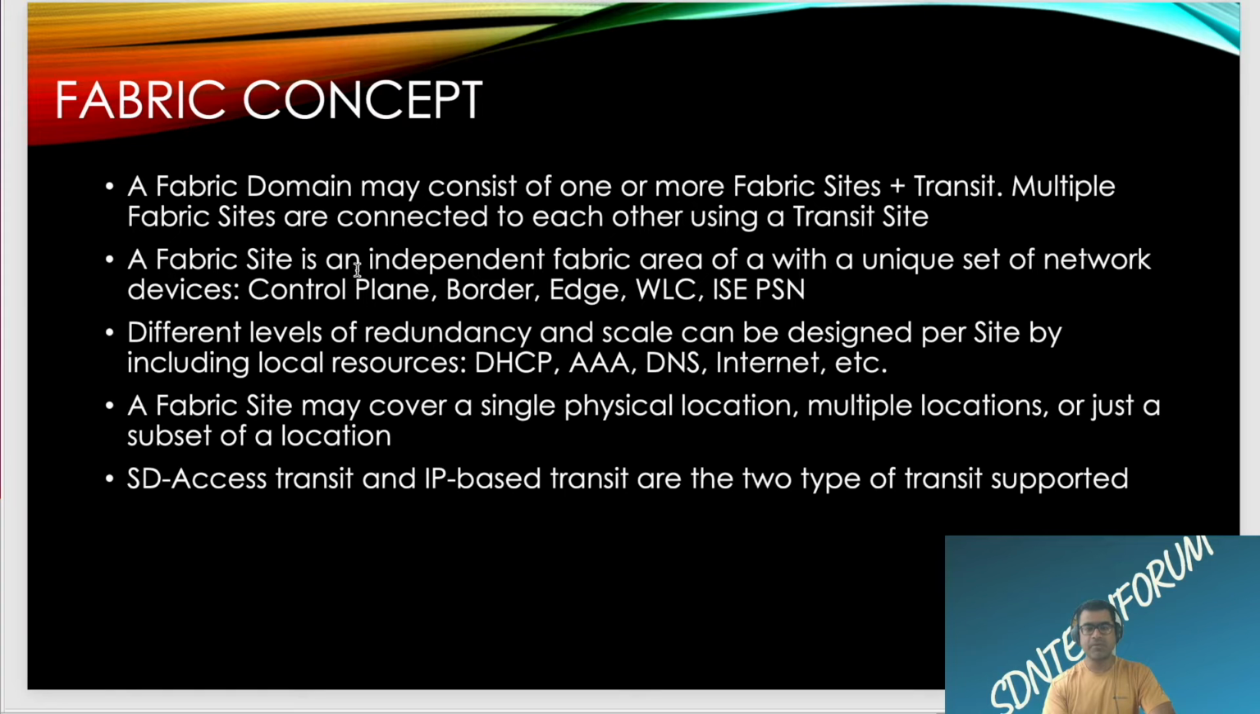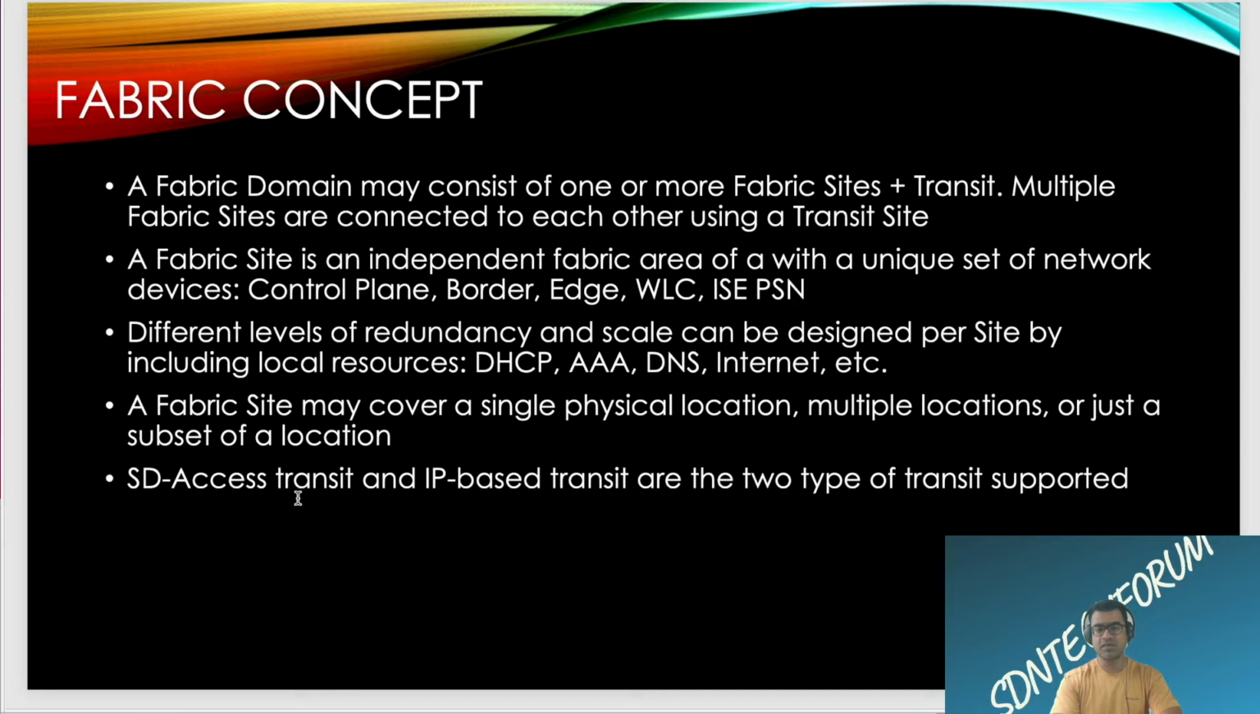A fabric site is an independent fabric area with a unique set of network devices. Within a fabric site, you can expect control plane, border, edge, WLC, and sometimes your ISE or PSN. Different levels of redundancy and scale can be designed per site by including local resources. Within a fabric, you can override fabric settings like DSCP, AAA, DNS, etc. on a per fabric hierarchy basis, or you can inherit them from the upper hierarchy. A fabric site may cover a single physical location, multiple locations, or just a subset of locations.